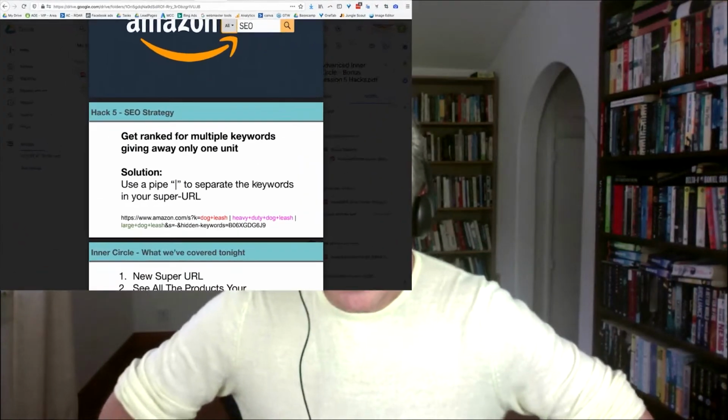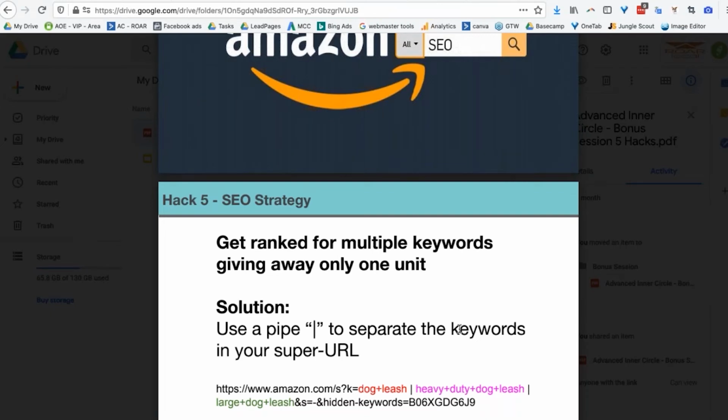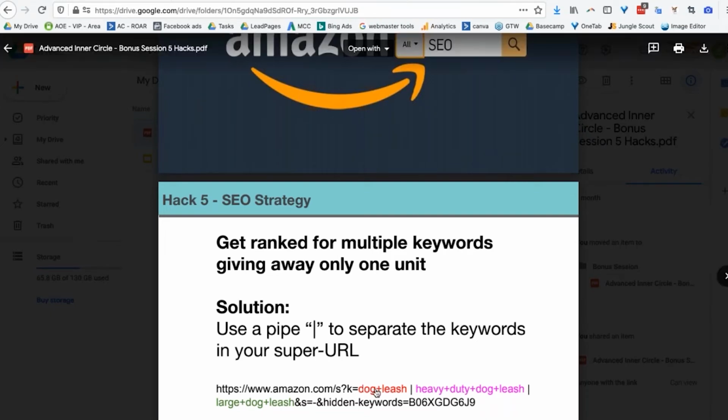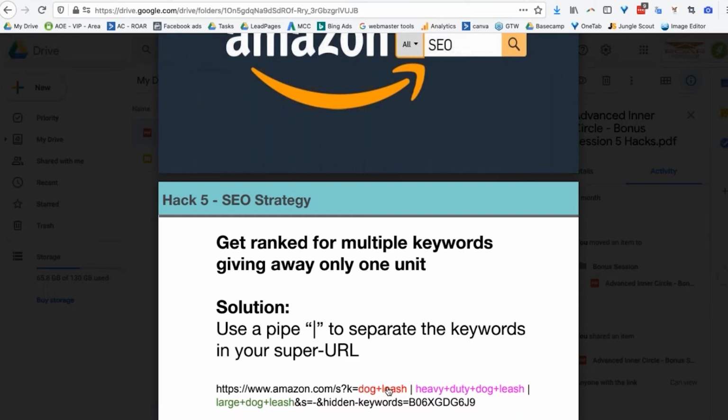Anything else I want to say about that? I don't think so. Follow the structure of that. So you can see here that the search terms dog plus leash is put together. There's no gaps between that, just the plus sign. And then we have what's called a pipe separating them. And then a space. And then heavy plus duty plus dog plus leash, for instance. That's how you've got to structure that.